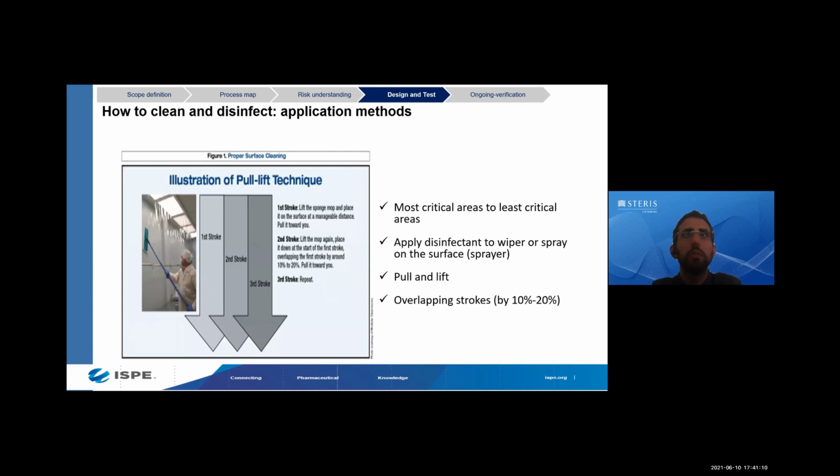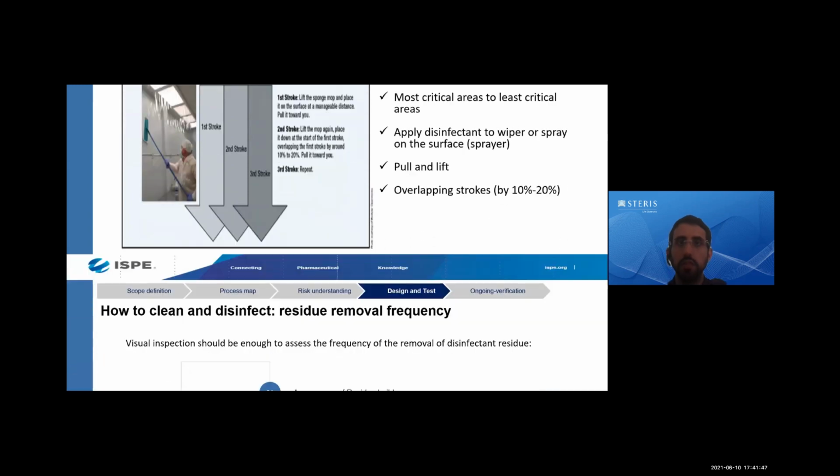I will not go through the way to clean and disinfect, but I think we all know now that you have to go from the most critical area to the least critical area. That means from the cleanest area to the dirtiest area, so from the end of the room towards the door. If I'm looking at the wall, from the ceiling down to the floor to clean. It has to be done with an overlap of 10-20%. Either you are using a stroke or an S shape. Whatever you are using, make sure it is applicable and your operator is adequately trained for this method.